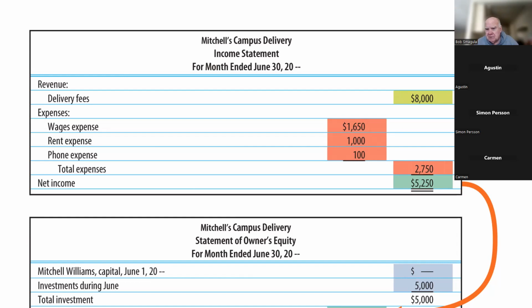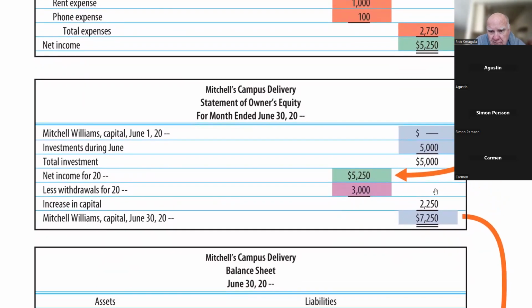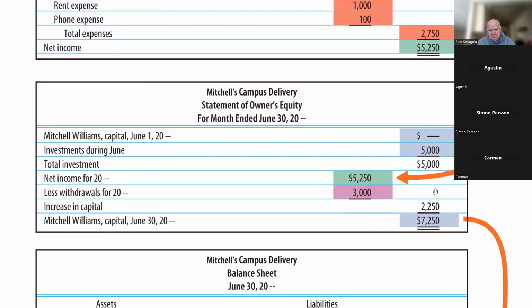$5,250. Now, you might recall I said you have to do the statements in the proper order. You must do the income statement first. You have no choice. Here's why: you're going to take that $5,250 right there and bring it down to the second statement, the statement of owner's equity. Let's take a peek at this one.